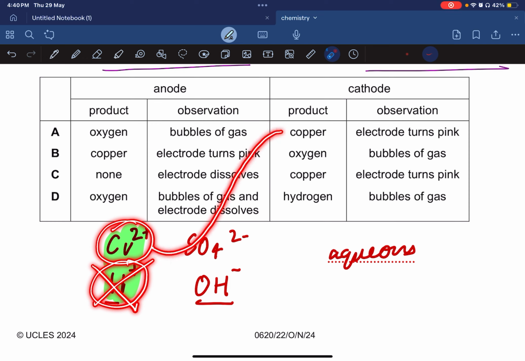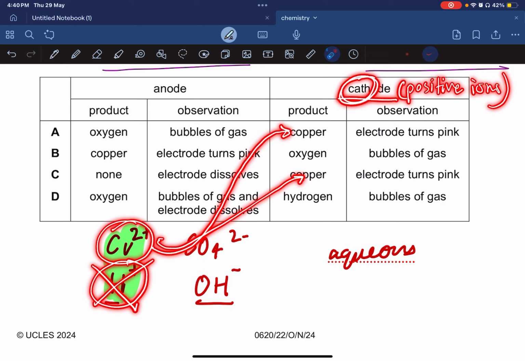What's going to discharge is copper, because at the cathode you have your positive ions. Just remember that cations, or the positive ions, come at the cathode. So you're going to have copper, and that can be option A and C. Okay, now moving on to this thing.